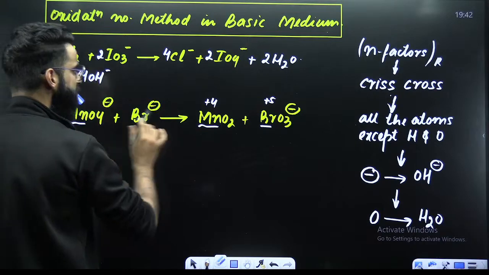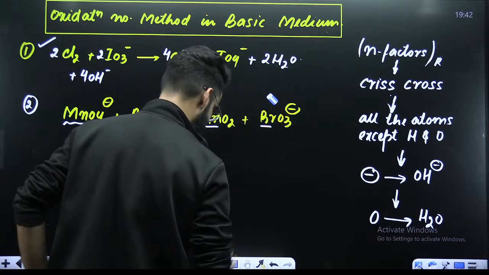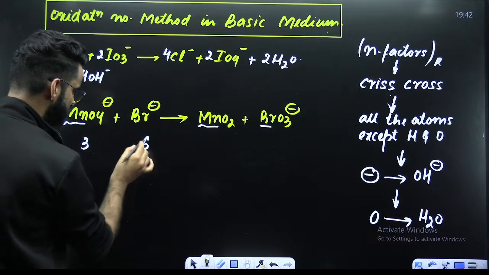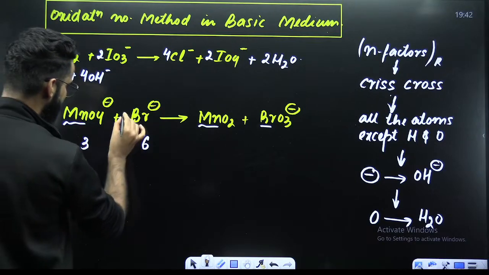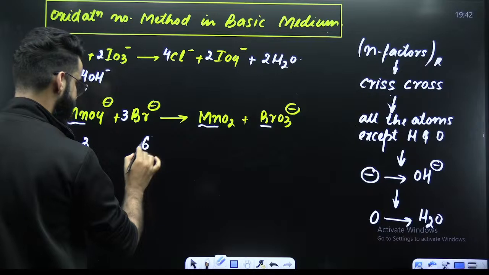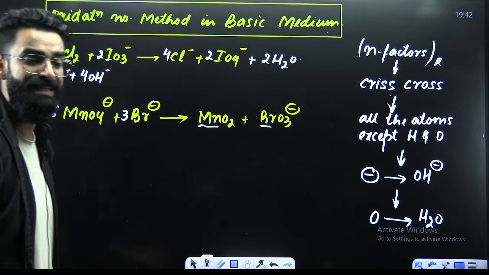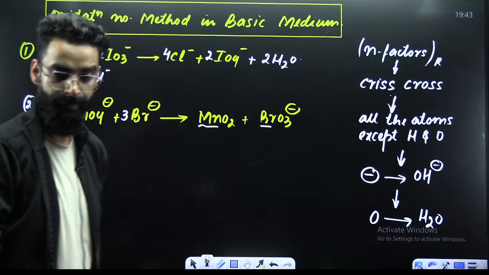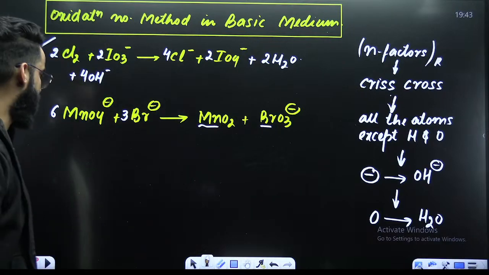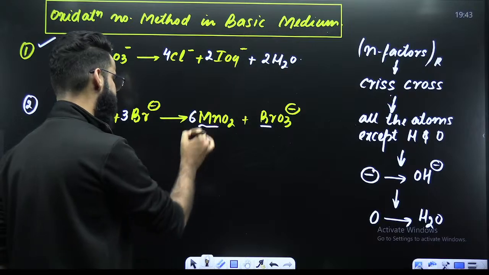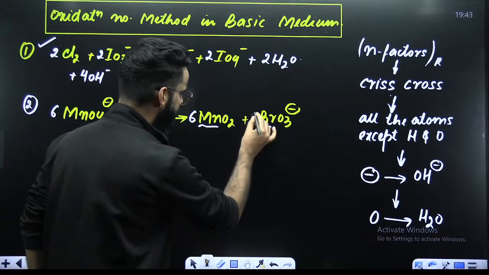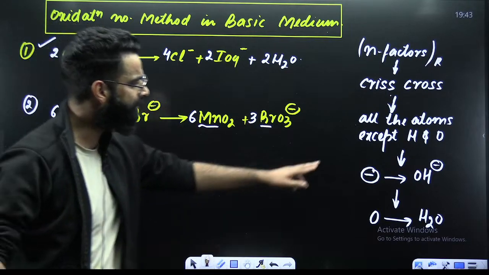The next step is to crisscross these n factors. So make this 6 as the stoichiometric coefficient here. Take this 3 as the stoichiometric coefficient here. Done? So once we are done with crisscrossing, balance all the atoms except hydrogen and oxygen. So 6 manganese on this side, make it 6. 3 bromine on this side, make it 3. Right? So we are done till here.